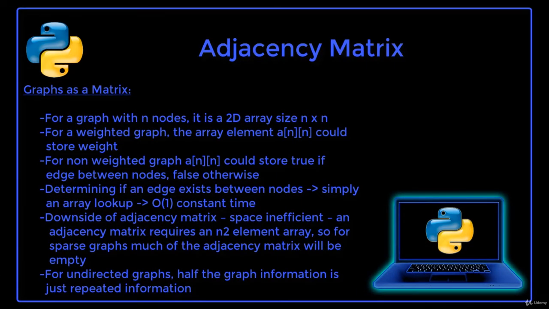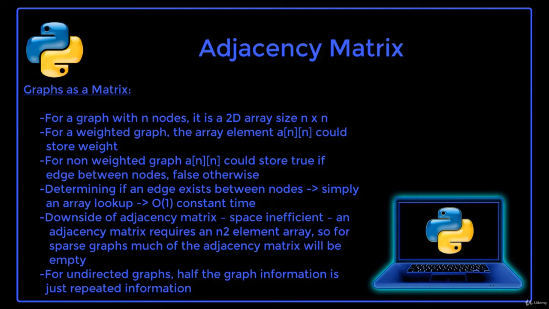In this lecture, we will learn about representing a graph as a matrix. For a graph with n nodes, it is a 2D array of size n by n. For a weighted graph, the array element a[n][n] could store the weight. For a non-weighted graph, a[n][n] could store true if there is an edge between nodes, and false otherwise. Determining if an edge exists between nodes is simply an array lookup. It could be done in constant time.